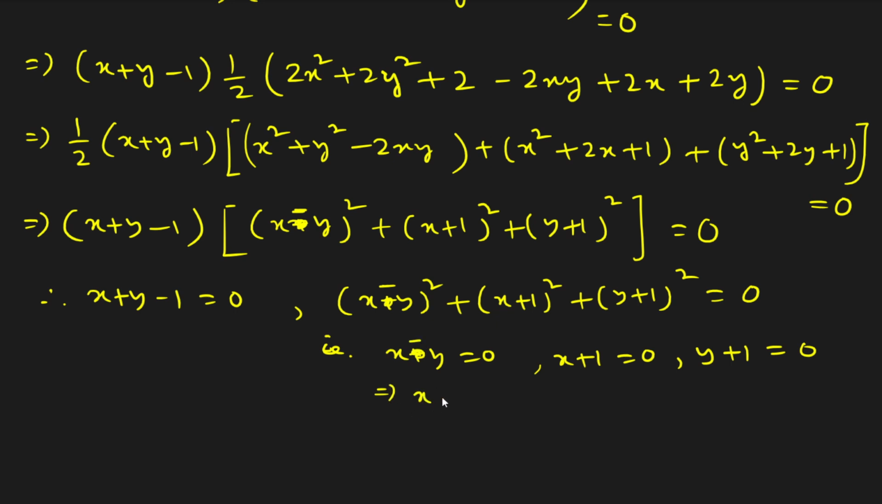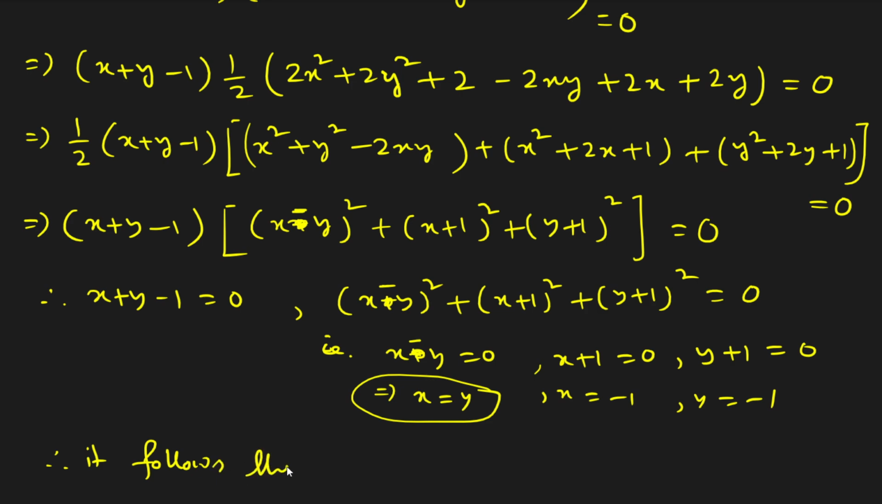So what will we get? x equal to y. From here x equal to minus 1, y equals how much? Minus 1. So see, x equal to minus 1, y equal to minus 1. So this is satisfying. So what we have to find? We have to find the value of x and y. So our x is minus 1 and y is what? Minus 1.